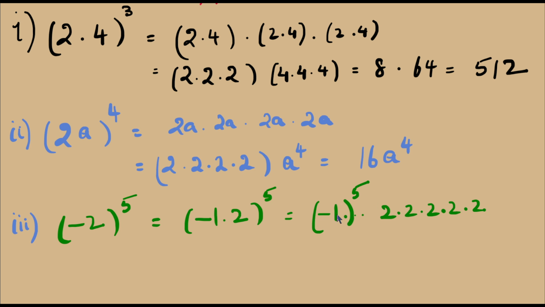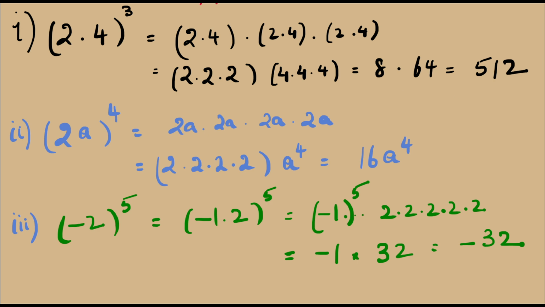I have just written minus 1 raised to the power 5 because a negative number, if it is multiplied an odd number of times, you are going to get a negative answer. So minus 1 raised to the power 5 is just negative 1 multiplied by 2 to the power 5, or 2 multiplied by itself 5 times, which is 16 into 2, 32. So your answer is going to be minus 32 this time.